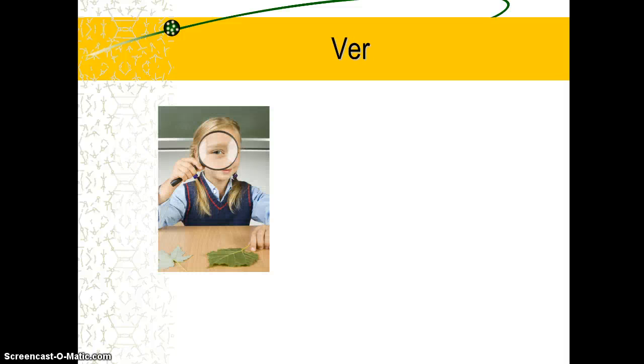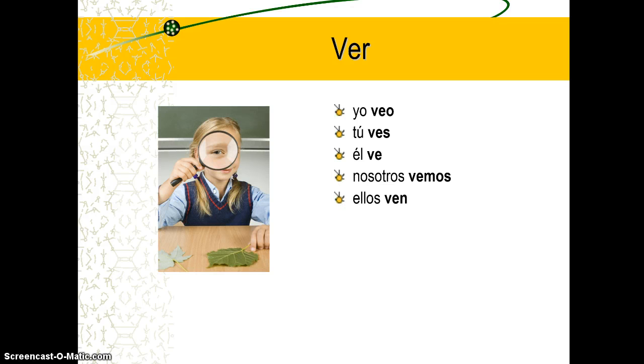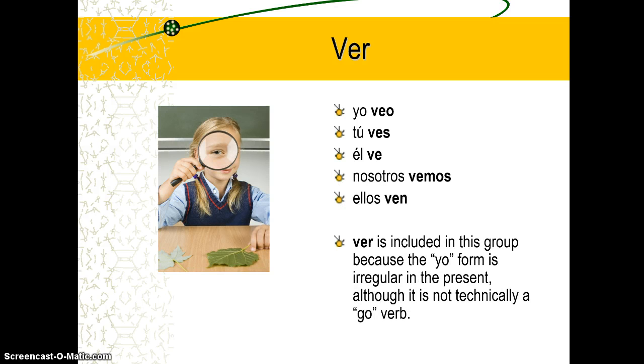Now I want to talk about another verb, ver, which means to see, which also has an irregular yo form. Yo veo. Again, the rest of the forms are regular. Tú ves, él ve, nosotros vemos, ellos ven. Ver is included in this group because the yo form is irregular in the present, although it is not technically a go verb.